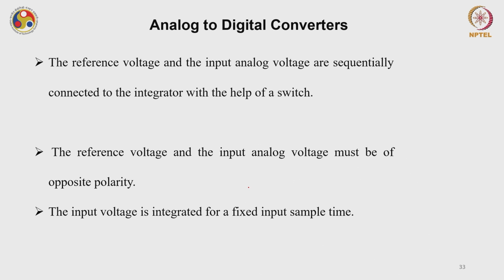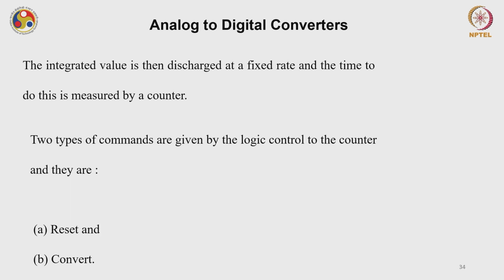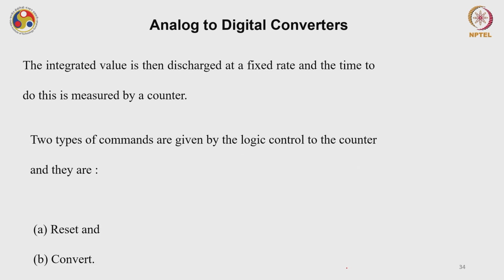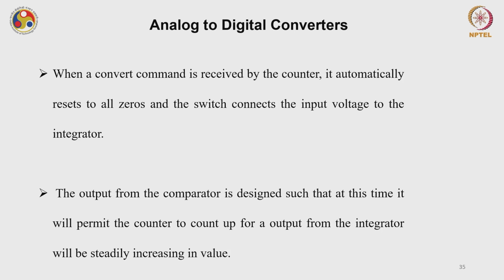Mostly we take the input voltage EI as positive and this reference voltage as negative. The input voltage is integrated for a fixed input sample time. The integrated value is then discharged at a fixed rate, and the time to do this is measured by a counter. You can see this counter placed over here. Two types of command are given by the control to the counter. These commands are either the reset command or the convert command. So let us see when to give a reset command and when to give a convert command.